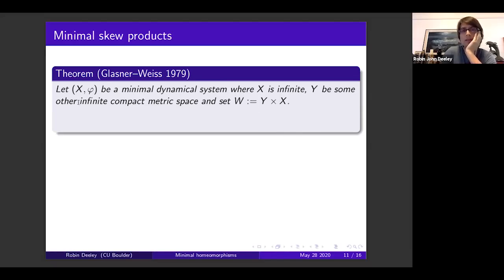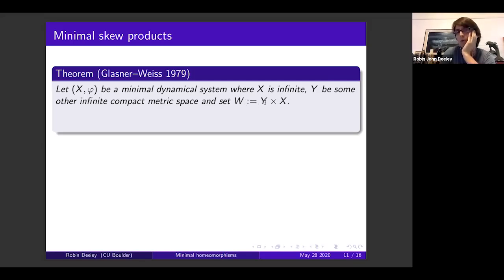So we take one space admitting a minimal homeomorphism, that's X, and I'm calling it phi, even though it doesn't really play a role in what's going to happen next. And then we take another space Y and we look at the Cartesian product. What we really want the conclusion of this theorem to be is that W admits a minimal homeomorphism. That's the goal. Now, why is this somewhat plausible?